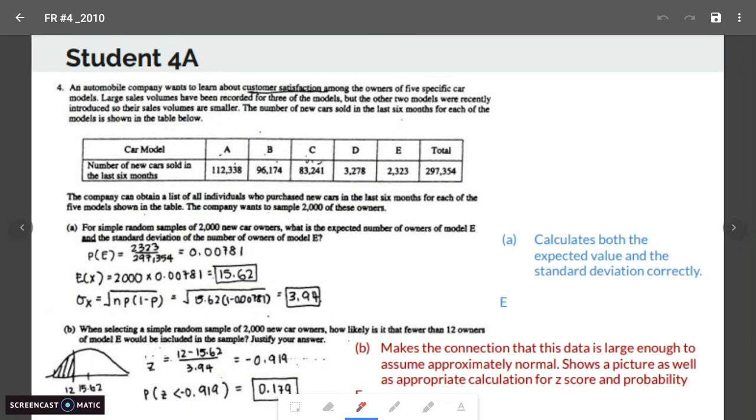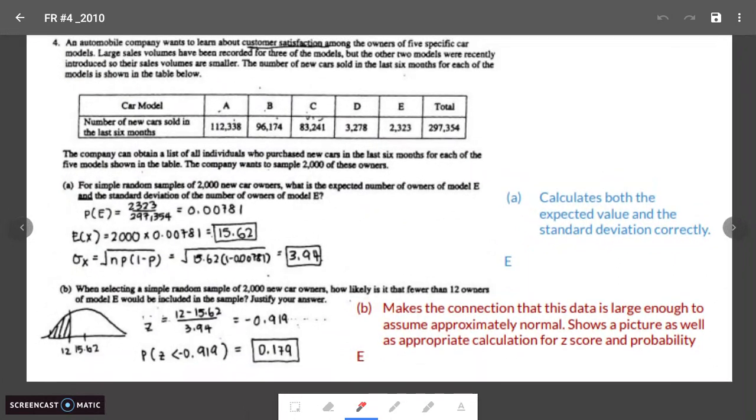So here we have student A. You'll see that they first correctly calculated the probability and then got the expected value by showing 2,000 times the probability. They got that 15.62. Great. They wrote it out as np and then 1 minus p. That's the same as npq. We show the calculation for it and the standard deviation. Both parts are there correctly with the work shown. That got an E.